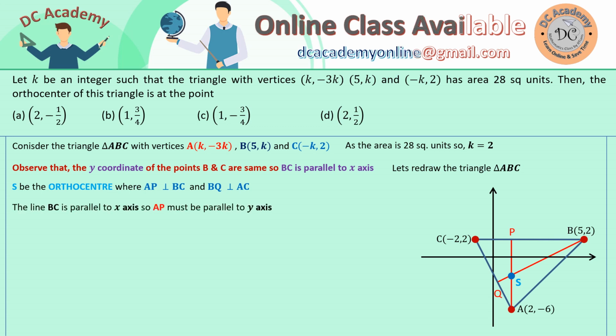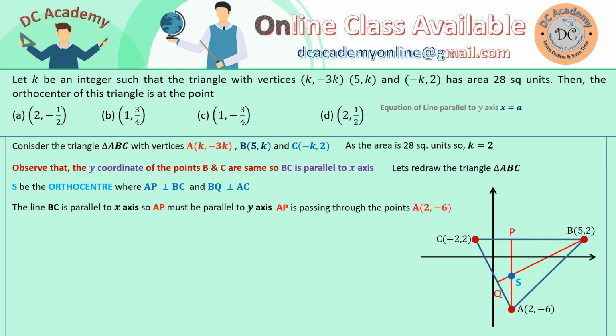So let's go ahead. See that here BC is parallel to the x-axis. So AP, being perpendicular to this line BC, must be parallel to the y-axis. And we know that the equation of a line parallel to the y-axis is x equal to constant. Now this line AP is passing through the point (2, -6), so the x coordinate in this line is always constant. So the equation of the line AP can be considered as x = 2.